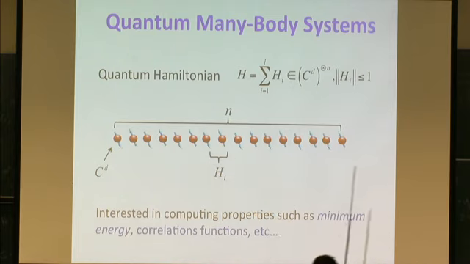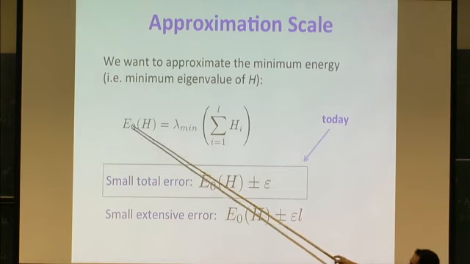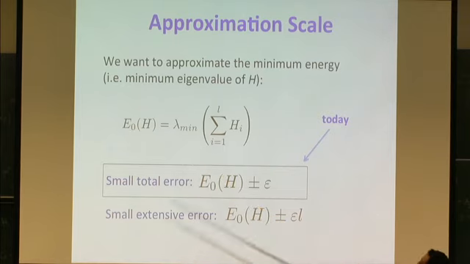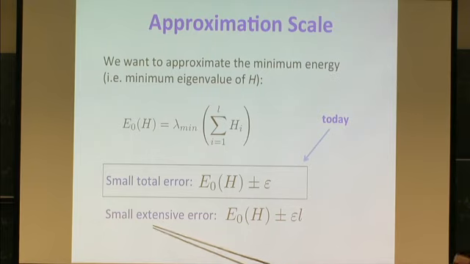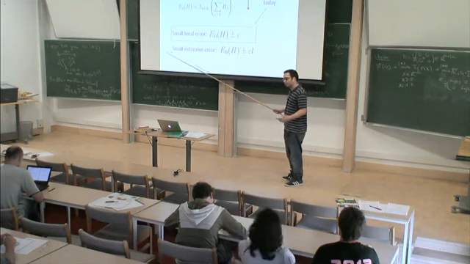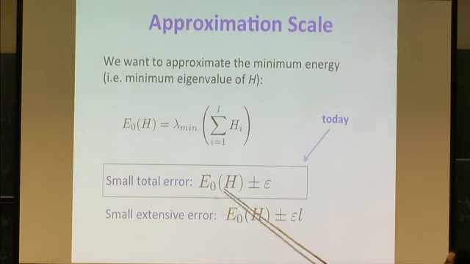So what can we do? Again, there was this problem about the approximation scale. Maybe you're interested in computing the minimum energy, just this minimum eigenvalue. Computing it exactly may be difficult, but you can approximate it. Yesterday we talked about small extensive error, because that is what we could say something non-trivial about for these more complicated Hamiltonians. Today, because we have a simpler situation, we'll be interested in getting an approximation to the total error, so really computing the minimum eigenvalue up to some small additive error.